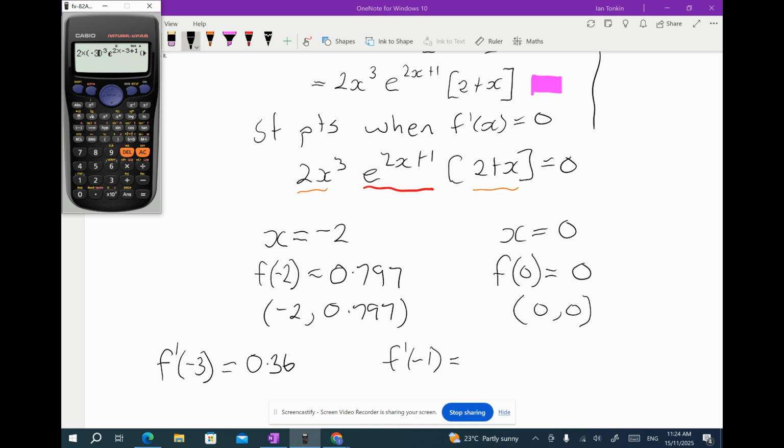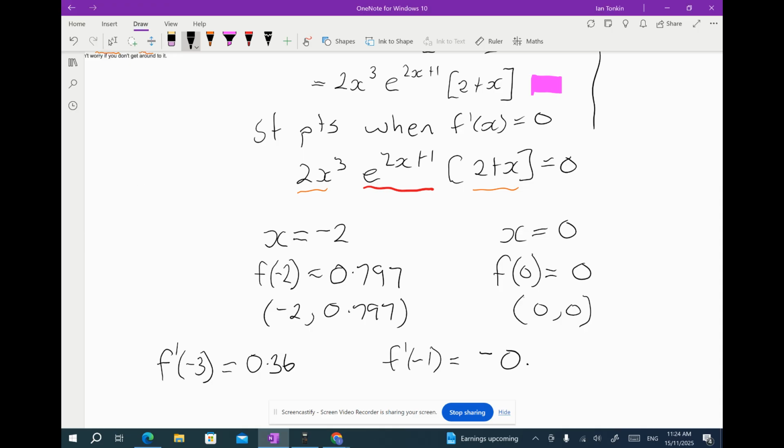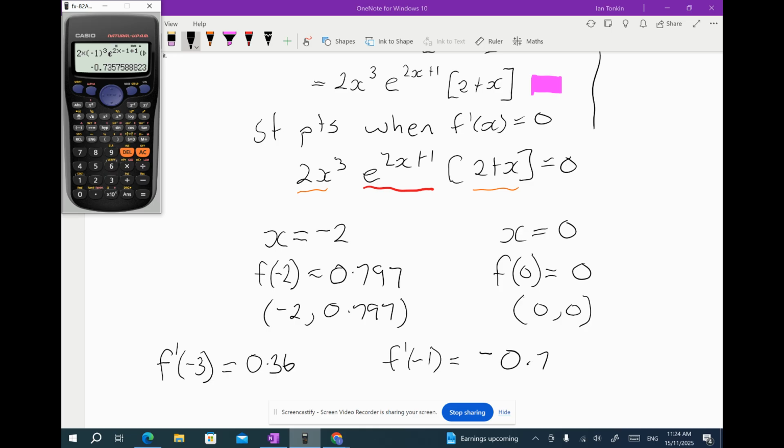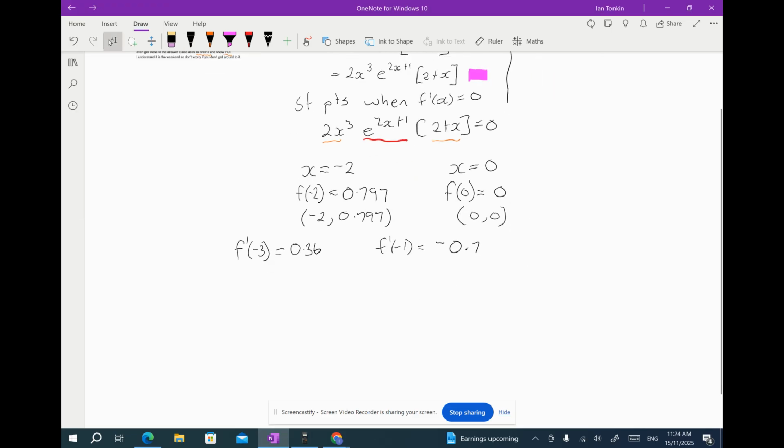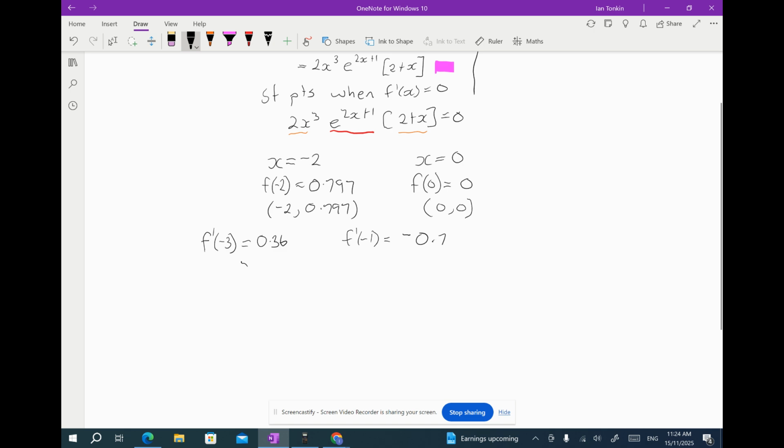Remember, you would have done this on your table. Negative 1. So you would have done it a whole lot quicker. Negative 1. And negative 1. Oh, I lost the negative. Righto. We're at negative 0.7-something. That'll do. So what's happened? It's gone from positive to negative.